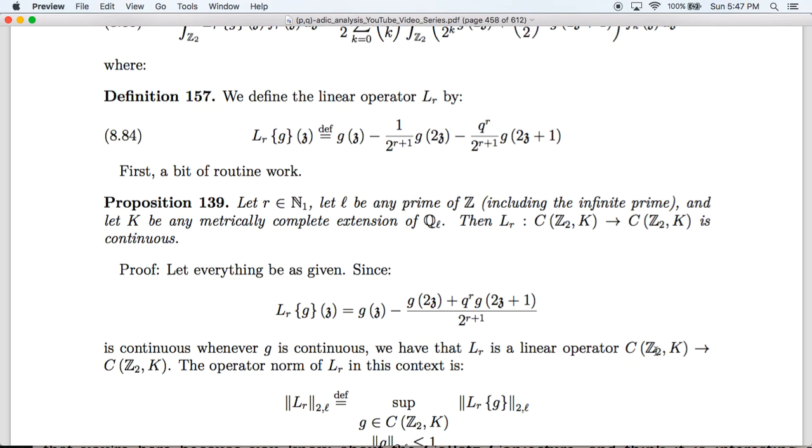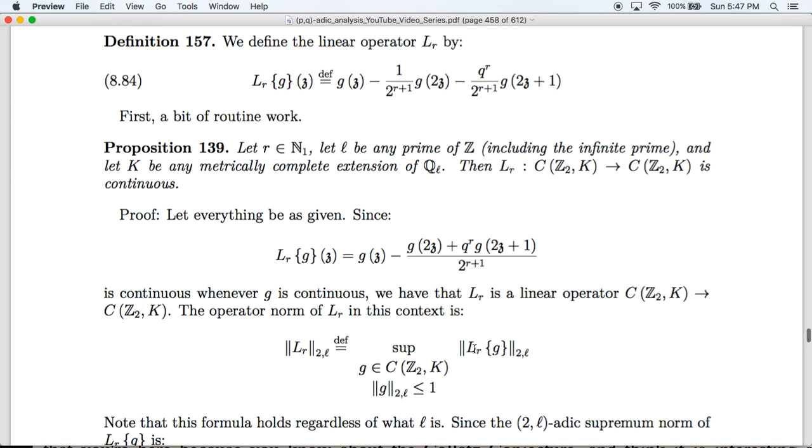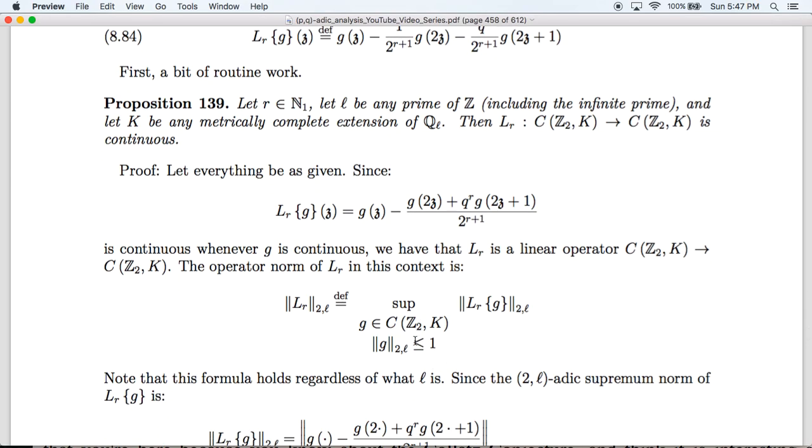This is going to be continuous whenever g is continuous, and since L_r is obviously linear, this gives us our linear operator. To show that L_r is in fact a continuous linear operator, we need to consider its operator norm. Its operator norm in this context is the supremum of this quantity: we take the supremum of the L-adic absolute value that L_r of g of z attains as z varies among the 2-adics, and then take the supremum of that over all continuous functions from Z_2 to K whose norm is less than or equal to 1. Note that this formula holds independently of what L is.